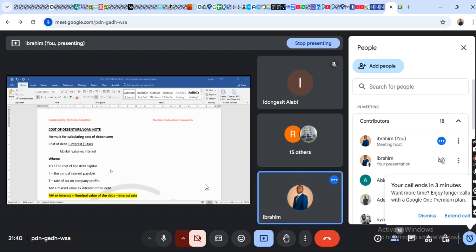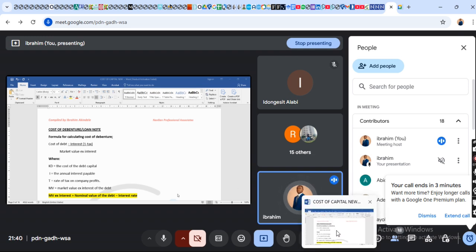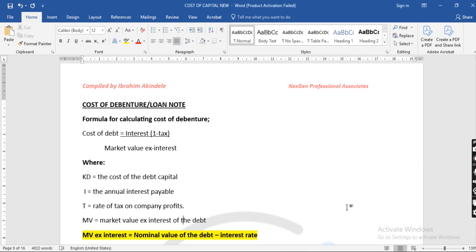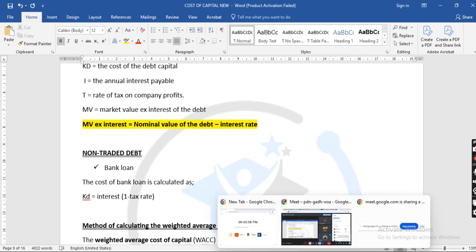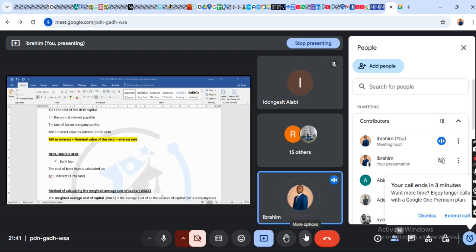We give you the market value ex interest. If they say the interest is yet to be paid, right, and this is all about traded debt. Don't forget that traded debts are debts that can be traded in the capital market.